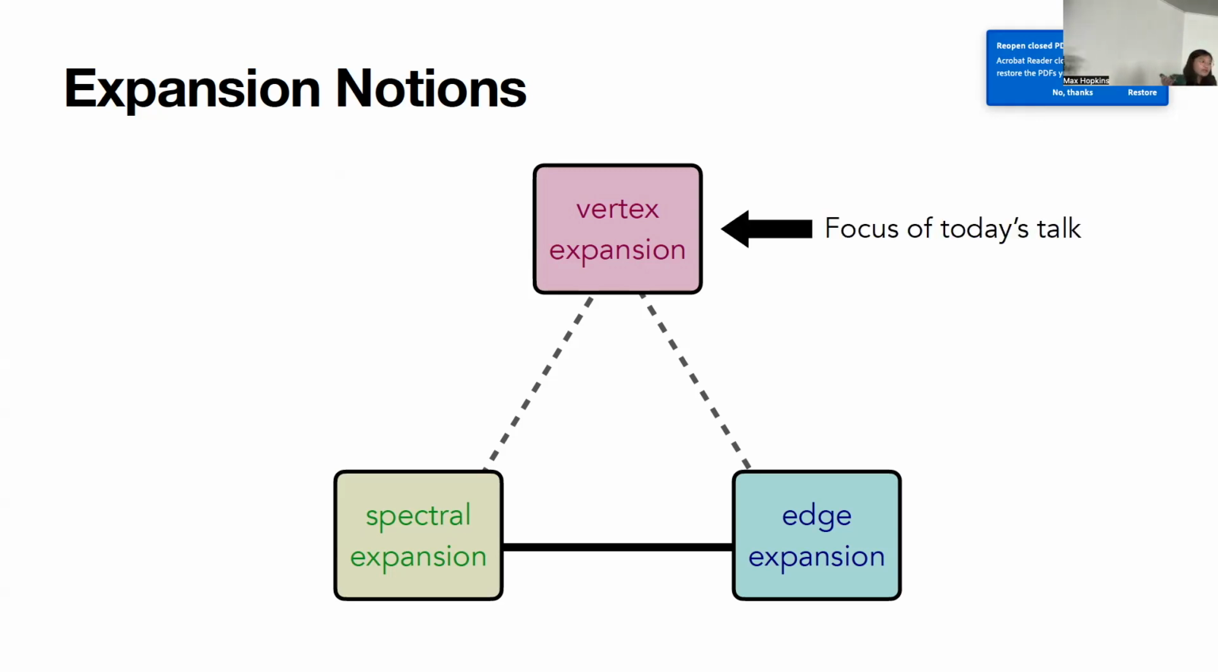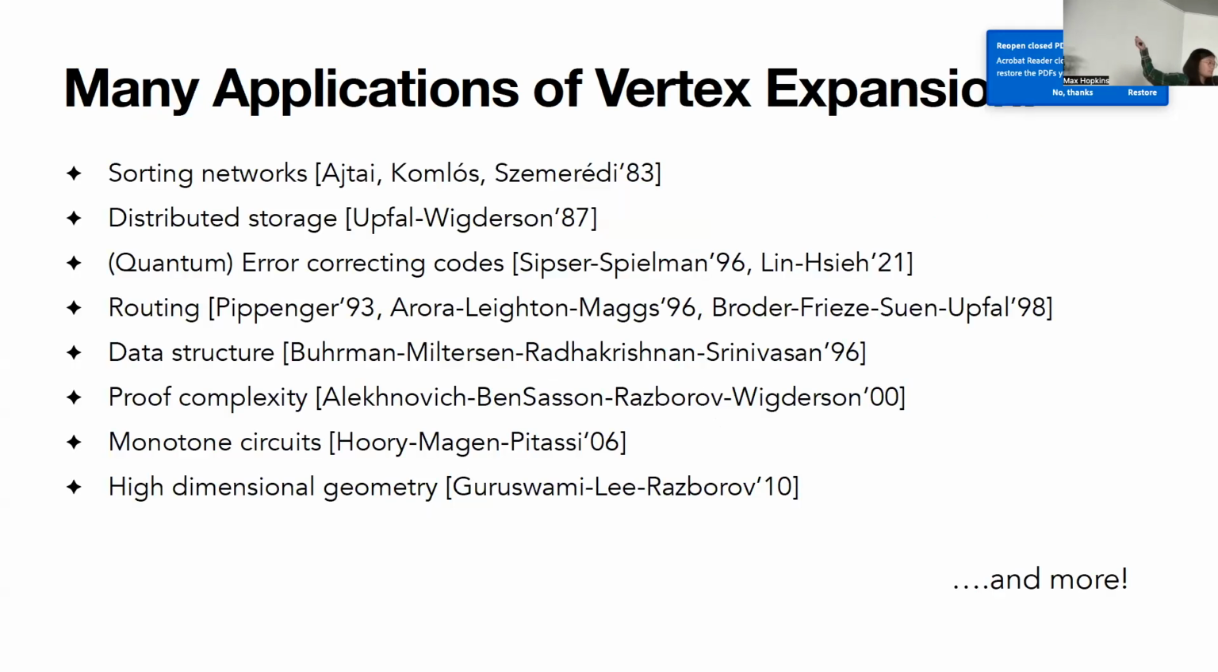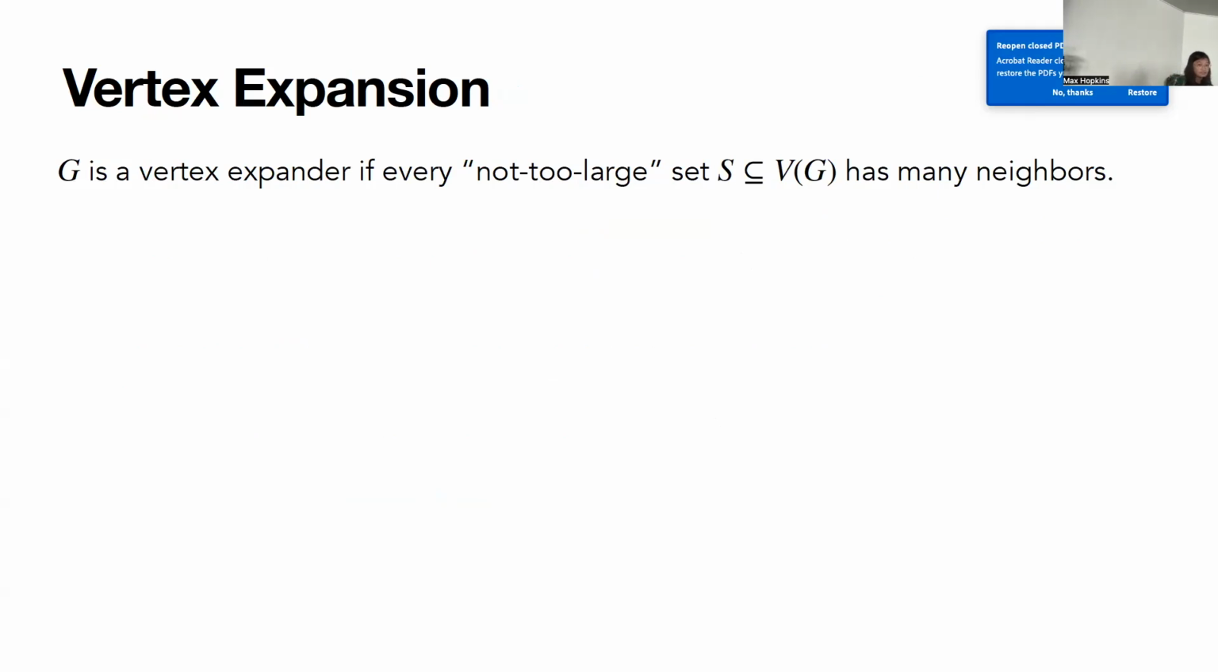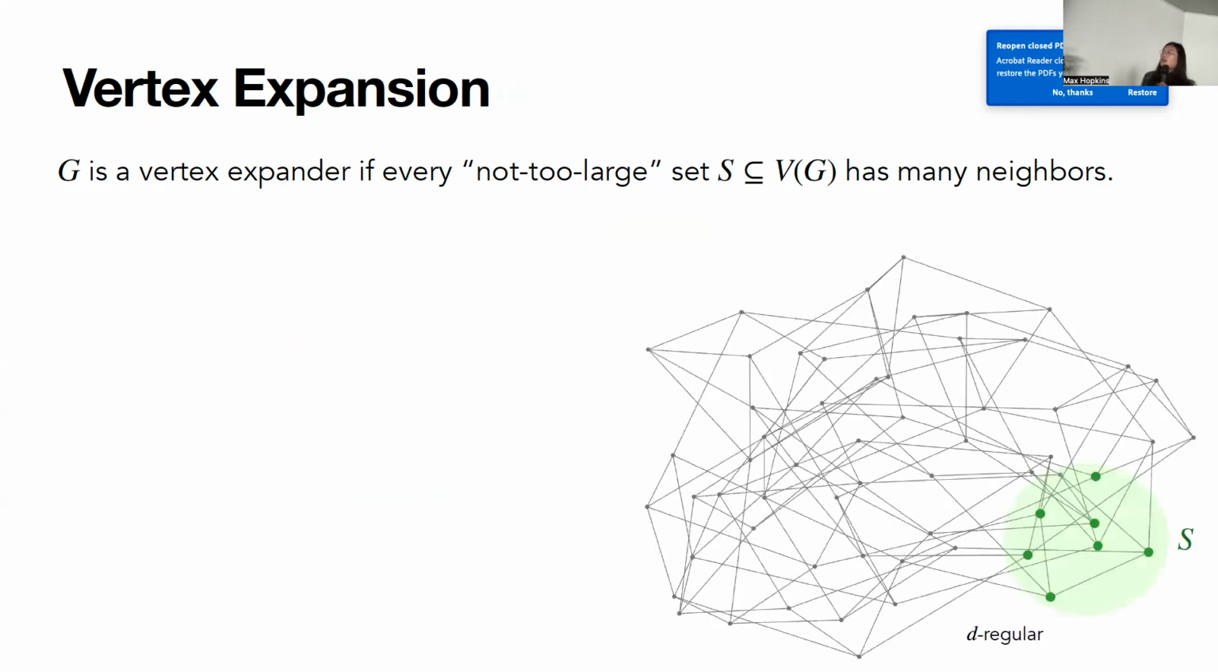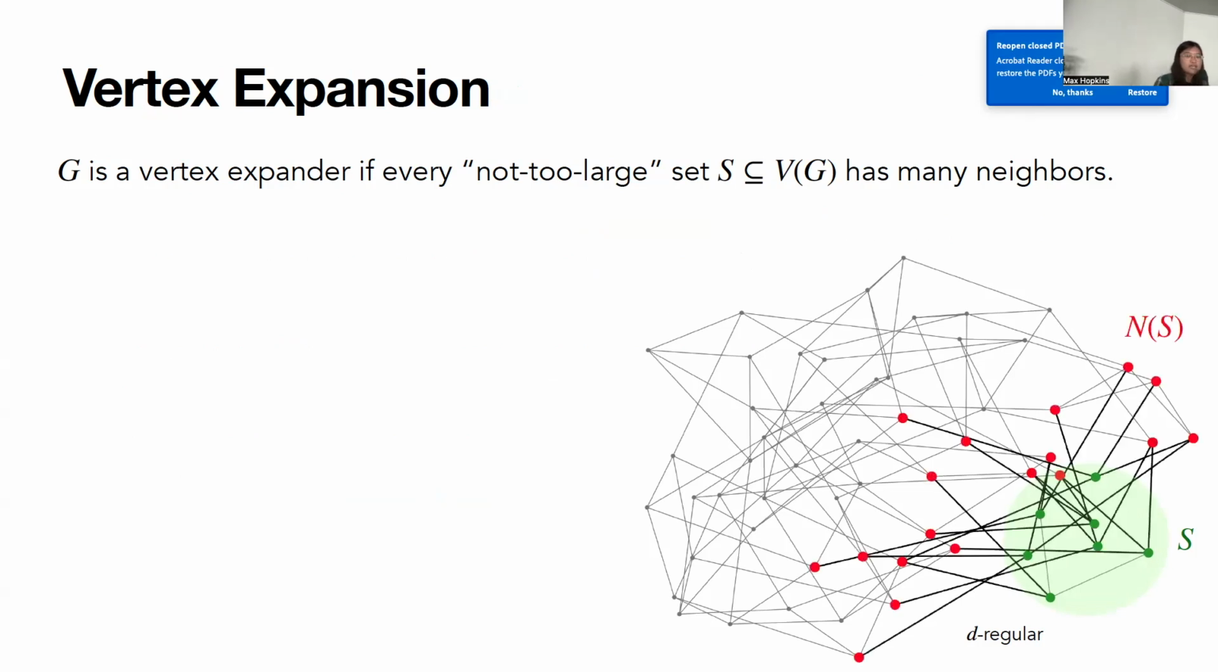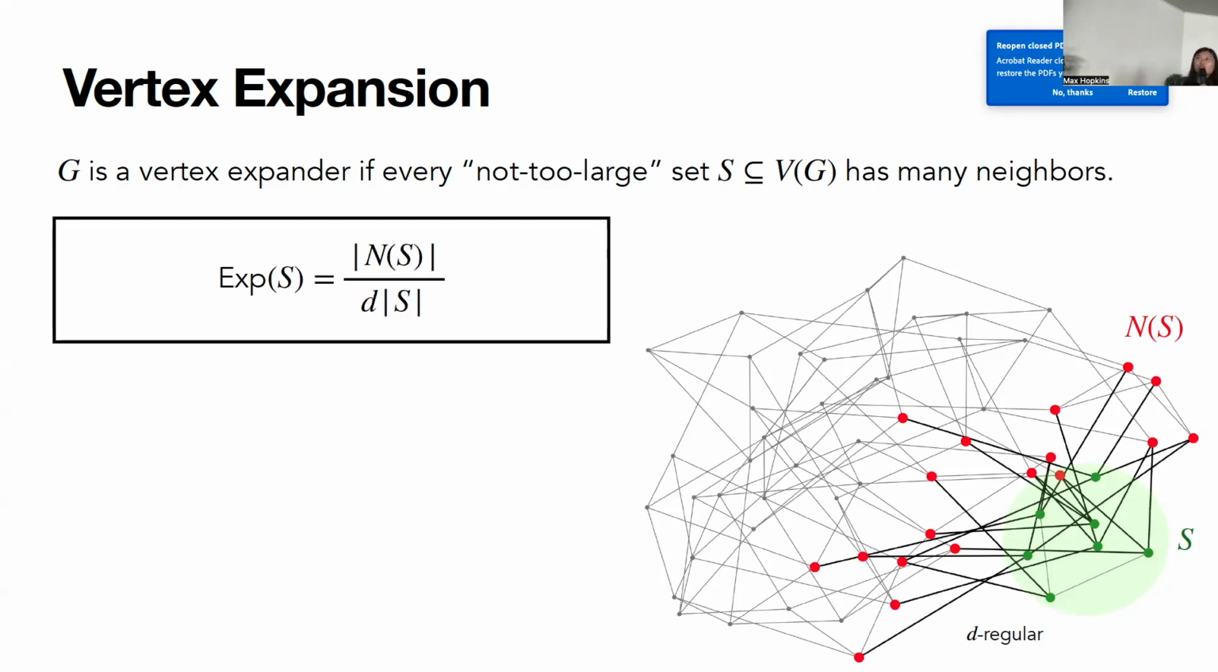Before I get into exactly what vertex expansion is, let me just say there's a bunch of applications also. So what is vertex expansion? We say that a graph is a vertex expander if every not too large set of vertices has many neighbors. Let's say we have a D-regular graph, D a constant, and a set S of vertices. It has D times |S| edges coming out of it. Ideally, you'd like these to hit as many different neighbors as possible. So we can define the expansion of S to be the number of neighbors of S divided by D times |S|. This is the number of neighbors of S over the number of edges leaving the set S. Ideally, this would be as large as possible, close to 1. So 0 is very bad, 1 is very good.